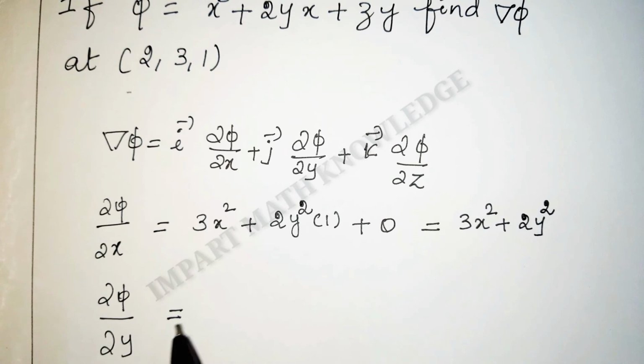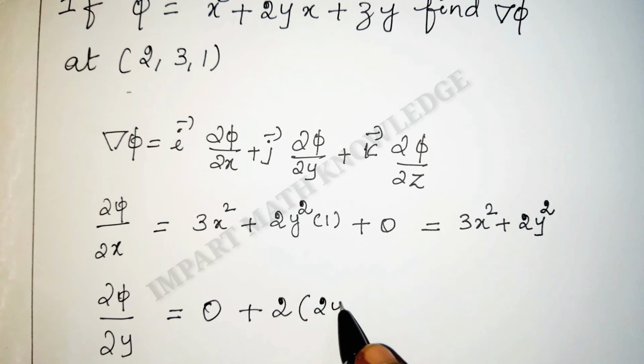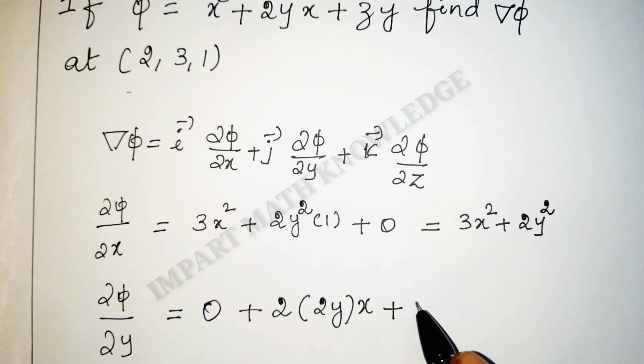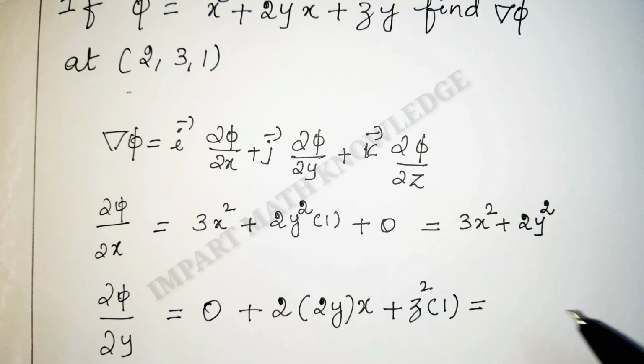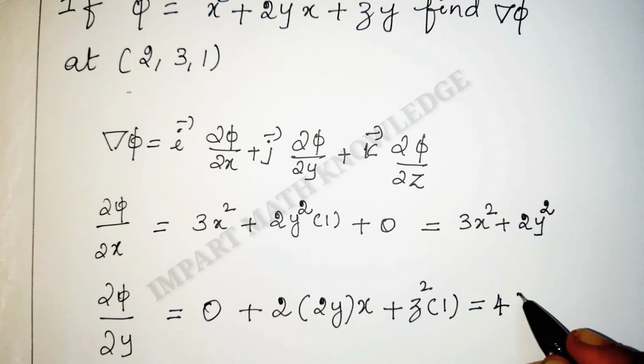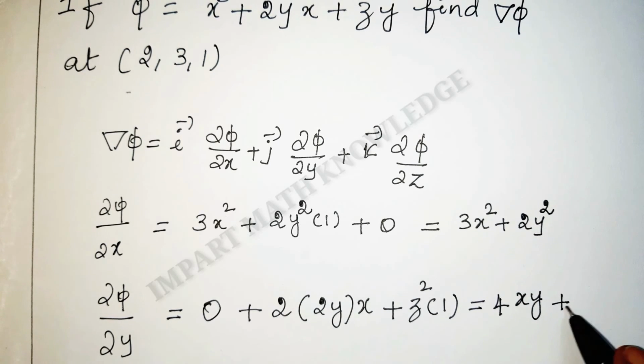Next we have to differentiate phi partially with respect to y. First term is x term, so 0. Second term is 2 into differentiation of y square is 2y into x plus z square, differentiation of y is 1. So the value is 4xy plus z square.